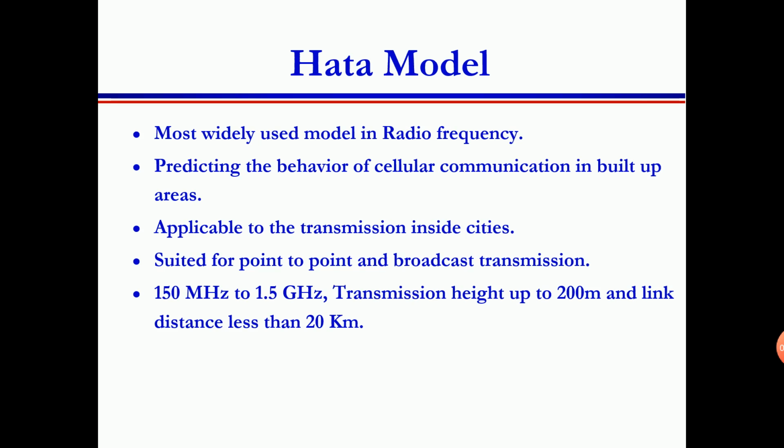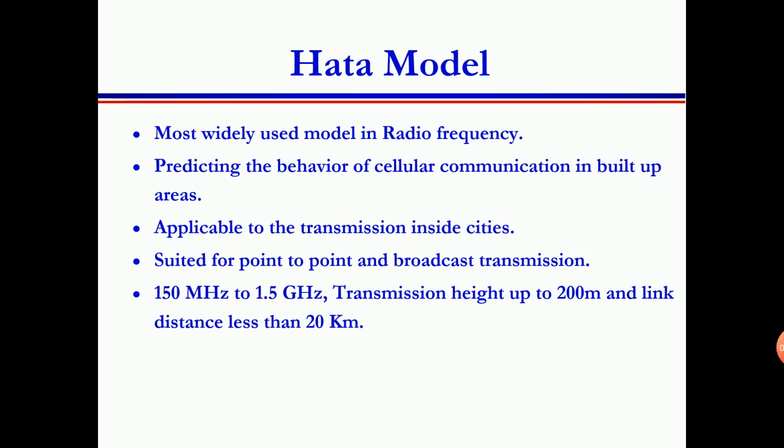Next is the Hata model. Before going into the Hata model, we can see the merits and demerits of the Okumura model. The Okumura model is the simplest one and the best in accuracy in path loss prediction for cellular and land mobile radio systems. Very practical, and it is used in modern land mobile radio systems.